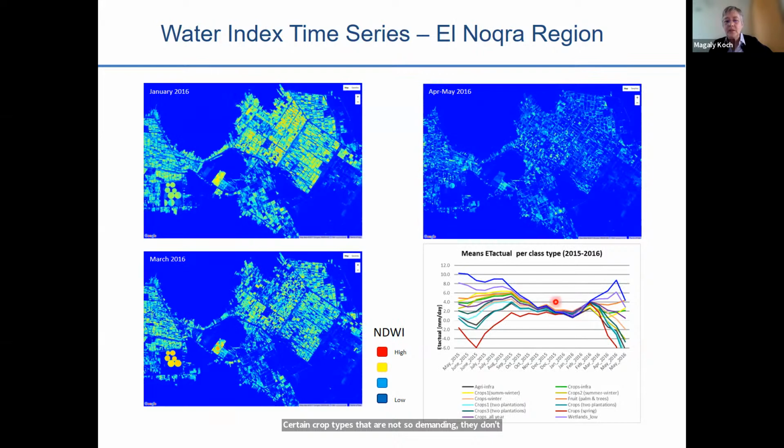And then in the wintertime, this is January, the water demands are very close. The evapotranspiration values are very close. And then in the summer, again, they spread.